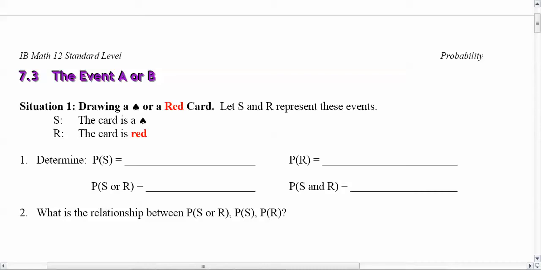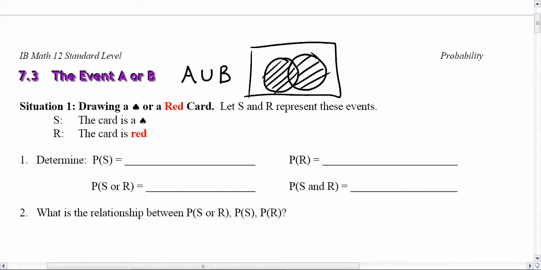Looking at the event A or B. And from yesterday, we talked about this as A union B. On a Venn diagram, this is all of the possible space, both in set A and in set B. So it could be either only A, only B, or both.